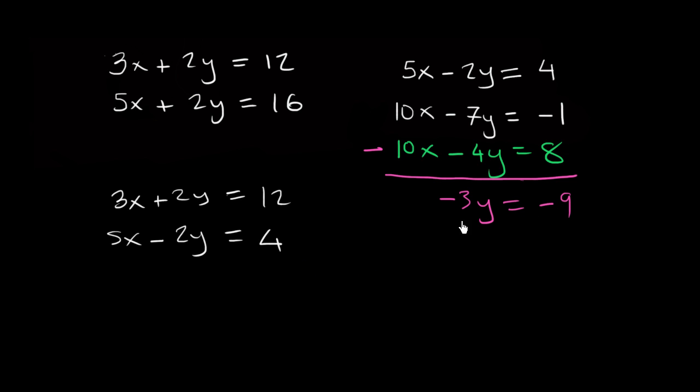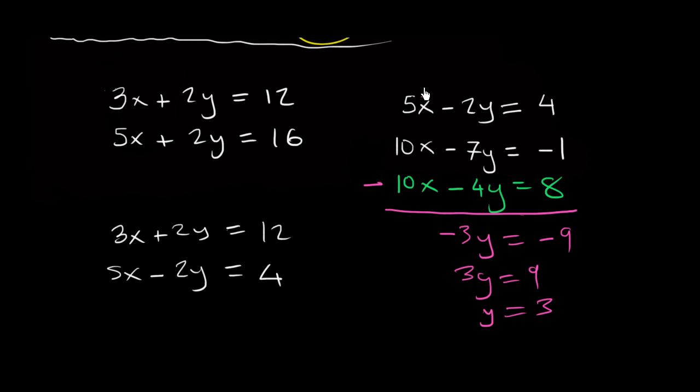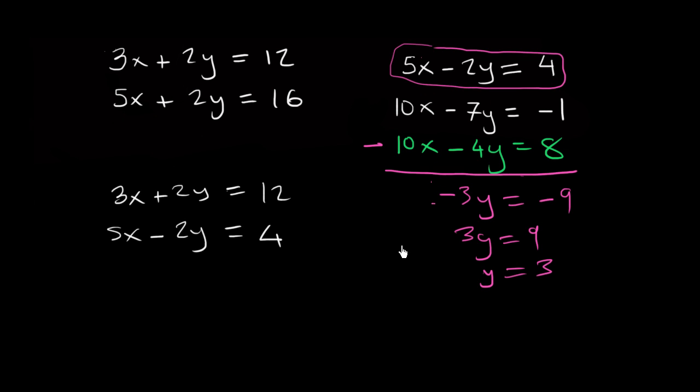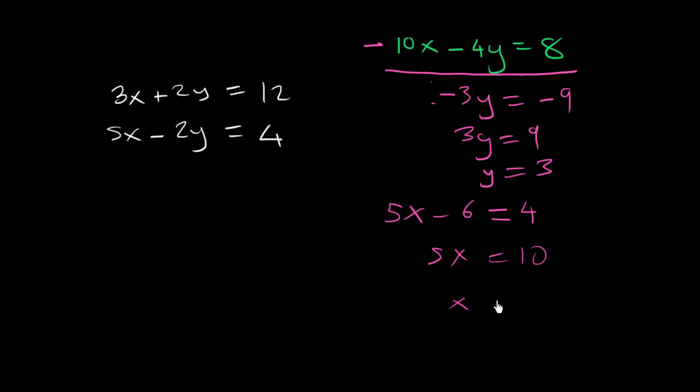I multiply both sides by minus 1, and I get 3y is equal to 9. Divide by 3, and I get y is equal to 3. Now I use this equation here to find x. So 5x minus 2y, 2 times y is 2 times 3, so that's minus 6, equals 4. I add 6 to both sides, and I end up with x is equal to 2.